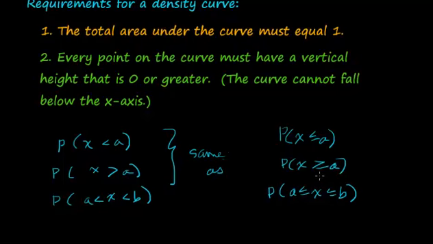Okay, so that's a quick summary of the uniform distribution. We look at that primarily to get that understanding of the correspondence between area and probability. Next, we'll move on to the normal distribution.